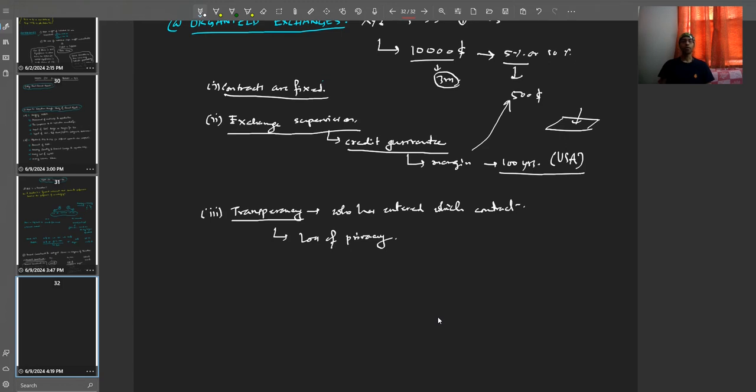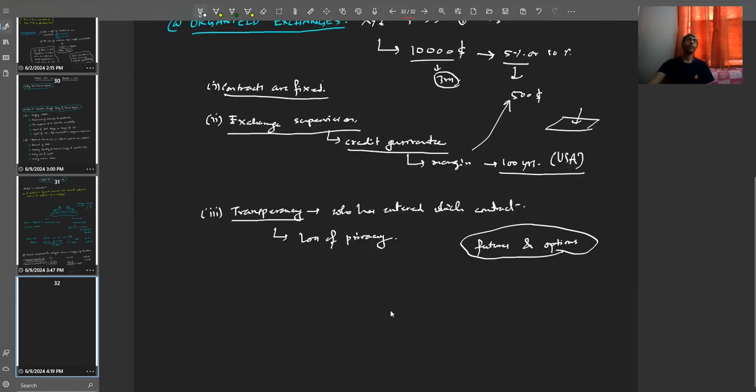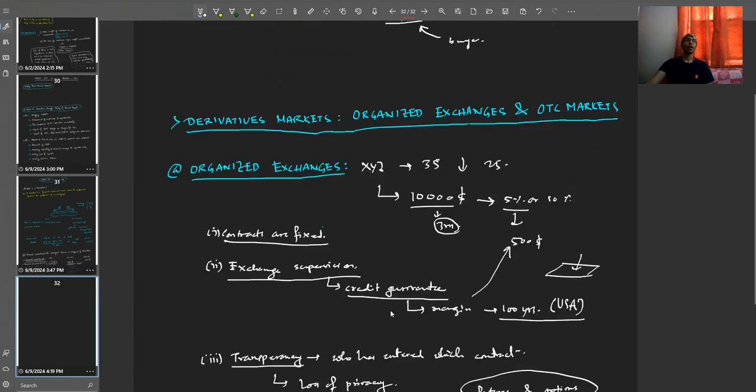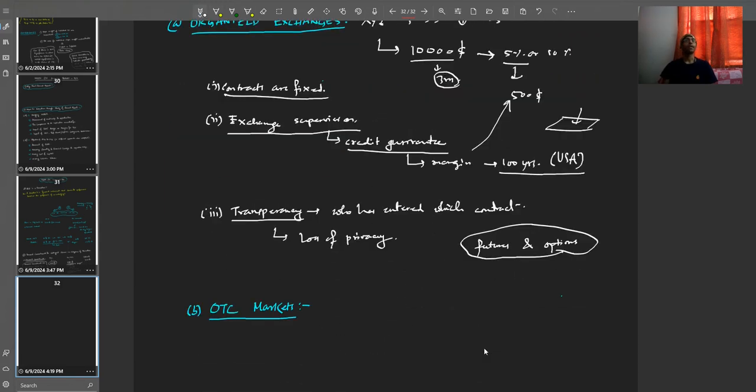Now we will talk about the OTC or the over-the-counter markets. Examples of derivative contracts which are traded in organized exchanges are futures contracts and option contracts. Now we will talk about the second category of markets, which is the OTC market or the over-the-counter market.